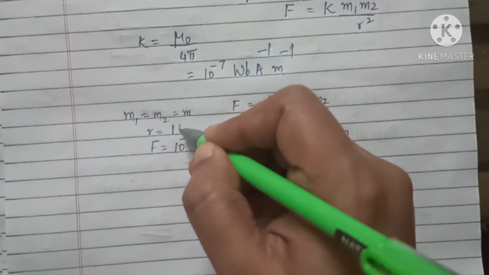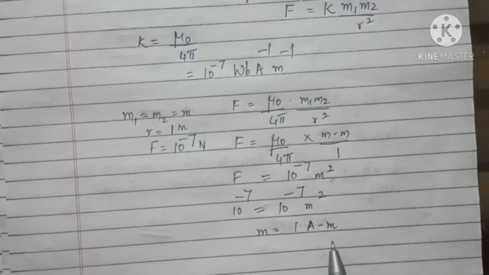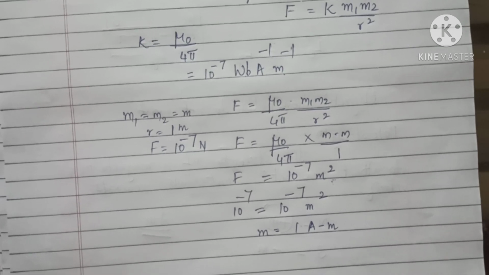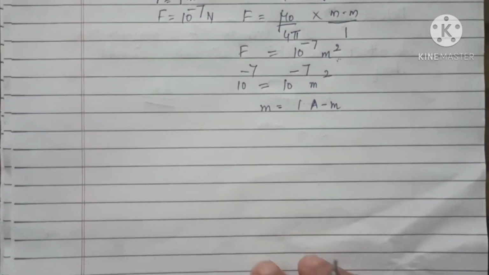Clear for you? So this is the definition for pole strength. That is, define one pole strength or define 1 ampere meter. You have to define like this. Clear? So now we are moving to the next topic, that is magnetic dipole.